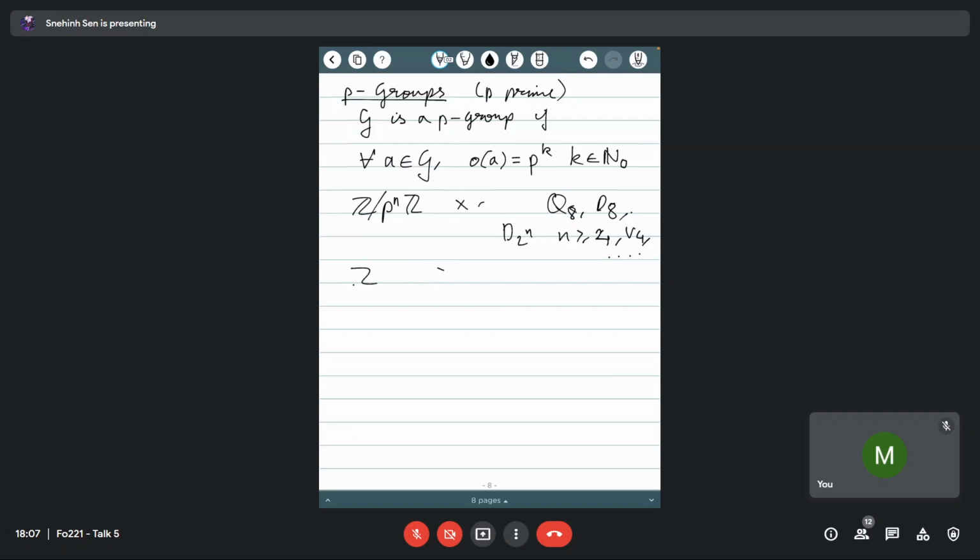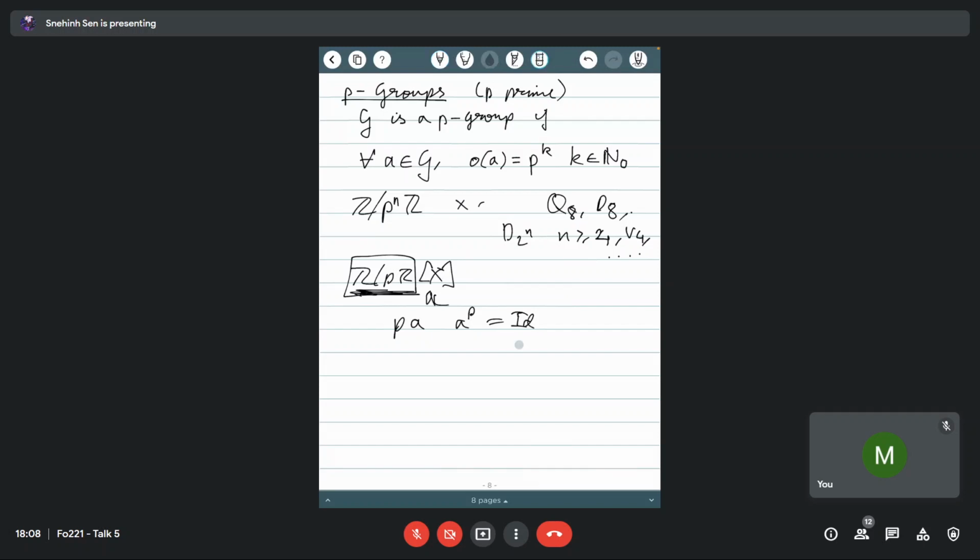they need not be finite. For example, look at (Z mod PZ)[X], which is the set of polynomials with coefficients modulo P. That's a group, right? Any two polynomials you can add, and this has a natural addition. So this gives you a group, and you can show that for any element A over here, P times A, or A power P, whatever way you want to write it, is equal to 0, or the identity of the group.